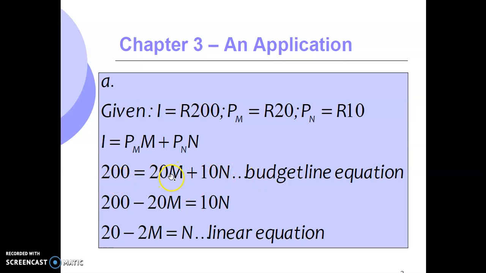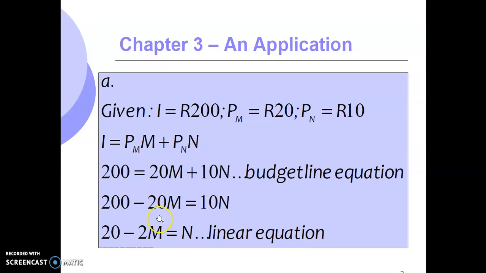If we take the 20m over, it will become minus 20n. The sign changes when you take it over. We still have 10n on the right hand side, and of course all we want, for it to be in that form y equals mx plus c, is that n is on its own.